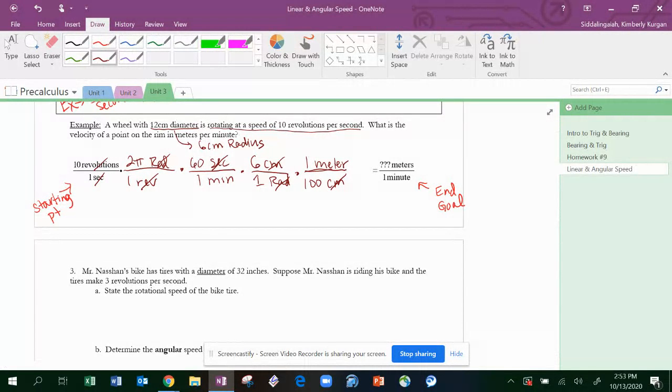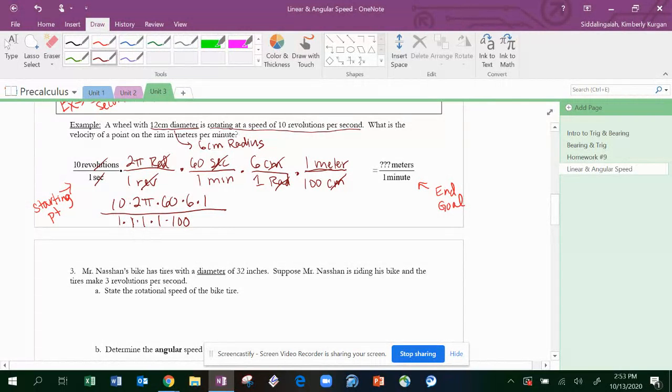Okay, so what in the heck do we do with that? It doesn't feel like an answer, even though we are close to getting our answer. Well, I'm going to take all the numerators and multiply them, and take all the denominators and multiply them, and then divide those two numbers. So what I'm looking at is 10 times 2 pi times 60 times 6 times 1, all over 1 times 1 times 1 times 1 times 100.